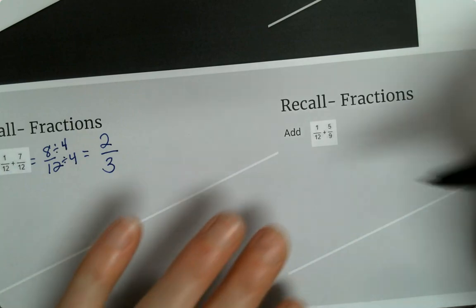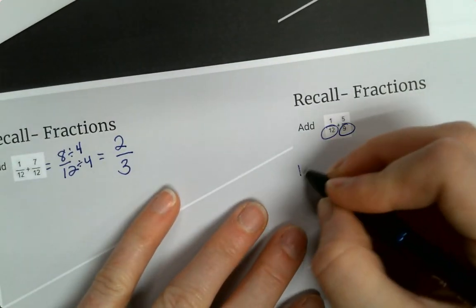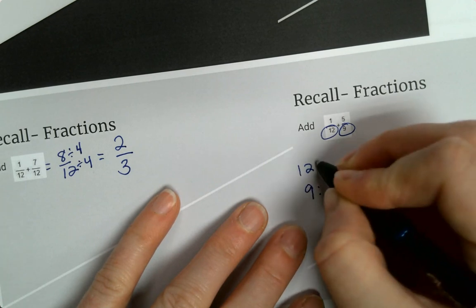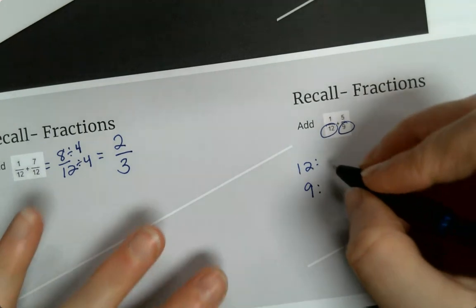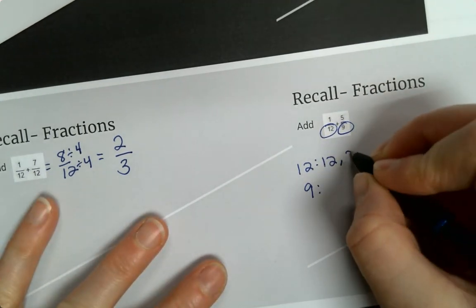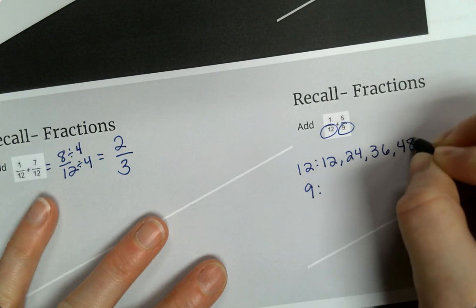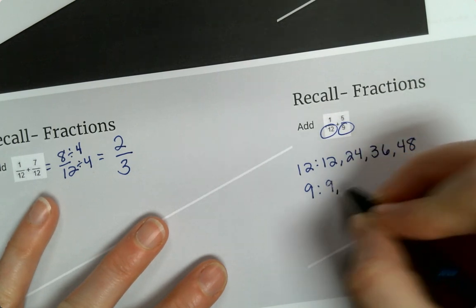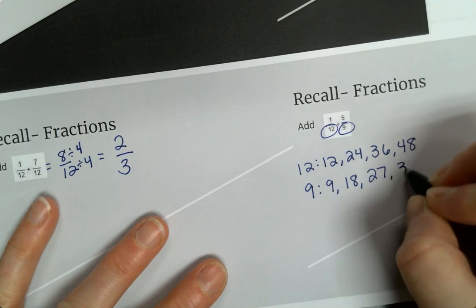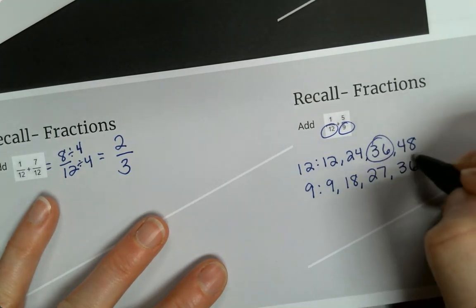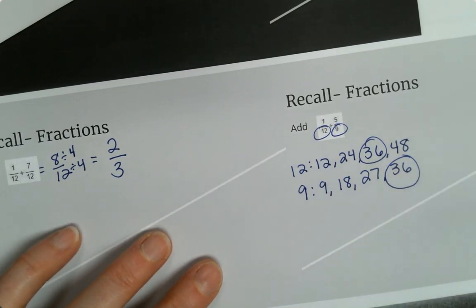When you don't have a common denominator, you have to create a common denominator by looking at your denominators. So 12 and 9. You want to find the least common multiple. So I look at all the multiples of 12, and then I look at all the multiples of 9. So it's just counting by that number until I get one that is common, and that's our least common. So 36 will be our common denominator.